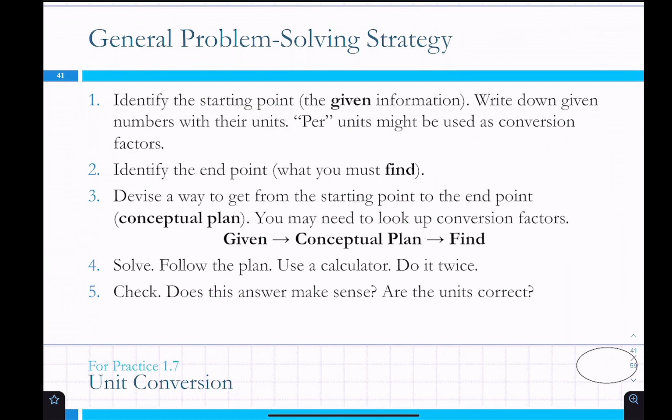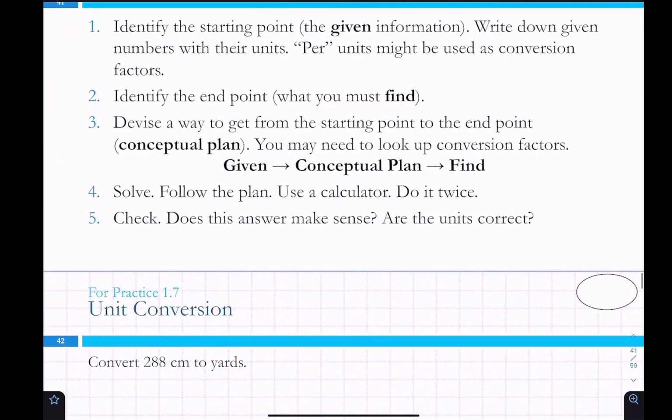But I'll give you other ones that you might need. And then solve. So you follow your plan, use a calculator to do all your calculations, make sure you write out all of your units, and then do it twice. If you want to be really sure that you're doing everything correctly, make sure you do it twice. Because sometimes you might make a mistake. Forget a decimal, write in an extra digit, that kind of thing.